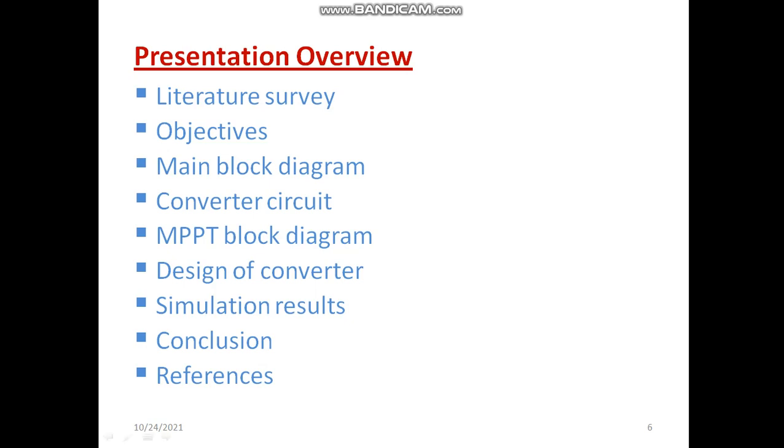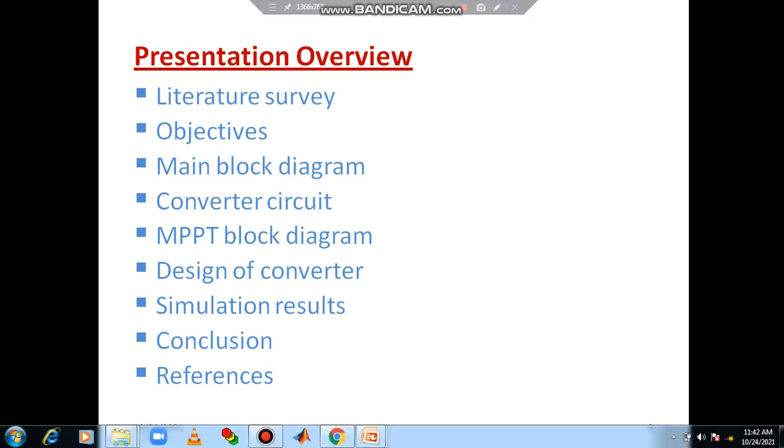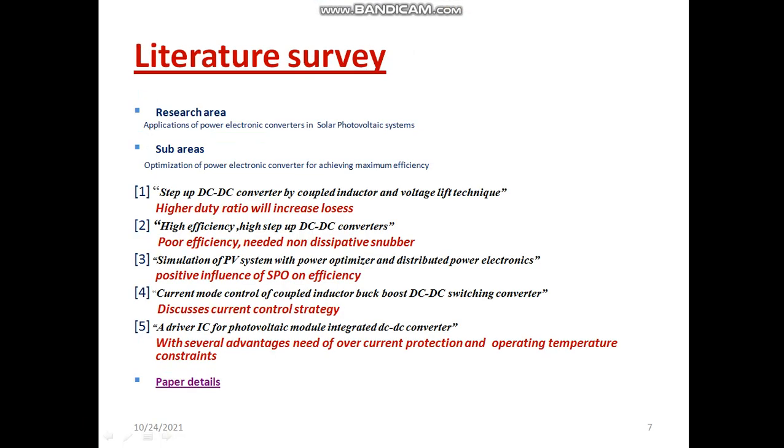These are the contents of my presentation. I will be explaining the literature review, then major objectives, block diagram, converter circuit, then MPPT block diagram, converter design. Then in the second part I am going to discuss the simulation results, then conclusion, and the future scope. That will really help you to find a new problem definition. Okay, so let me show you what I did.